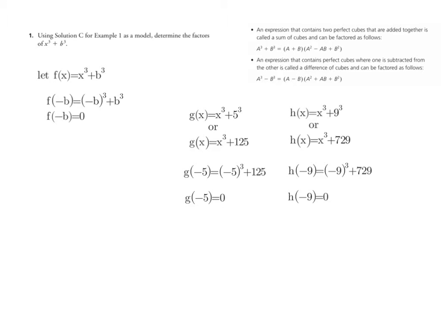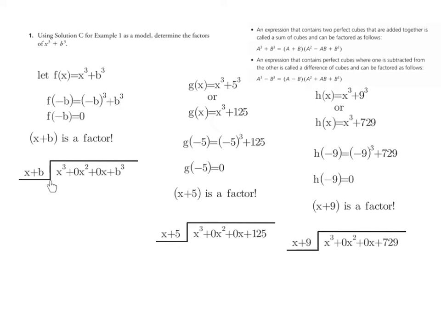All right, so we know that x plus b must be a factor, right? Because if negative b makes this expression equal 0, then when you let x be negative b, we know that one of the factors is going to be x plus b, because negative b plus b equals 0. All right, let's do our long division to see what the other factor will be.